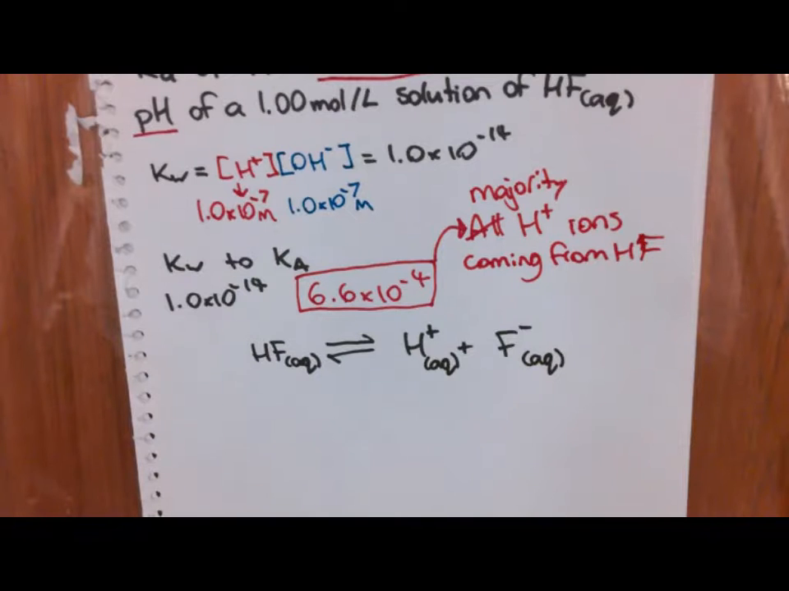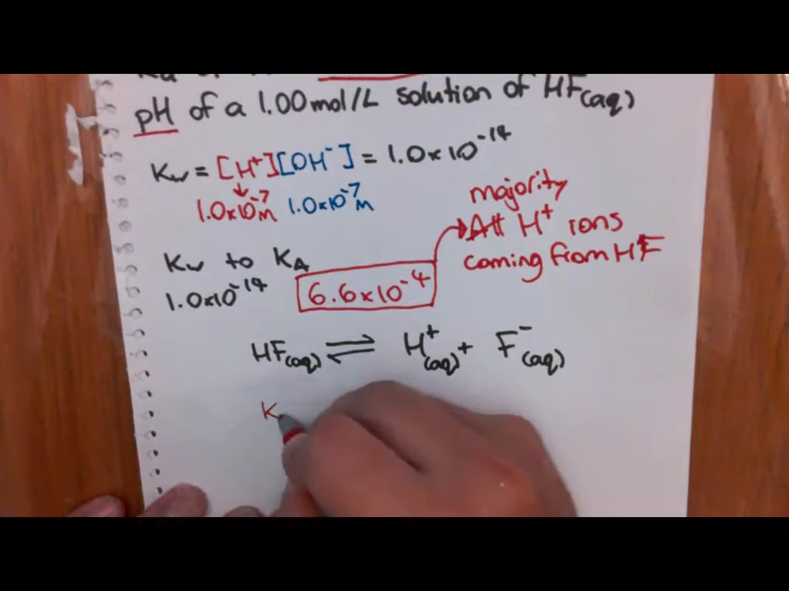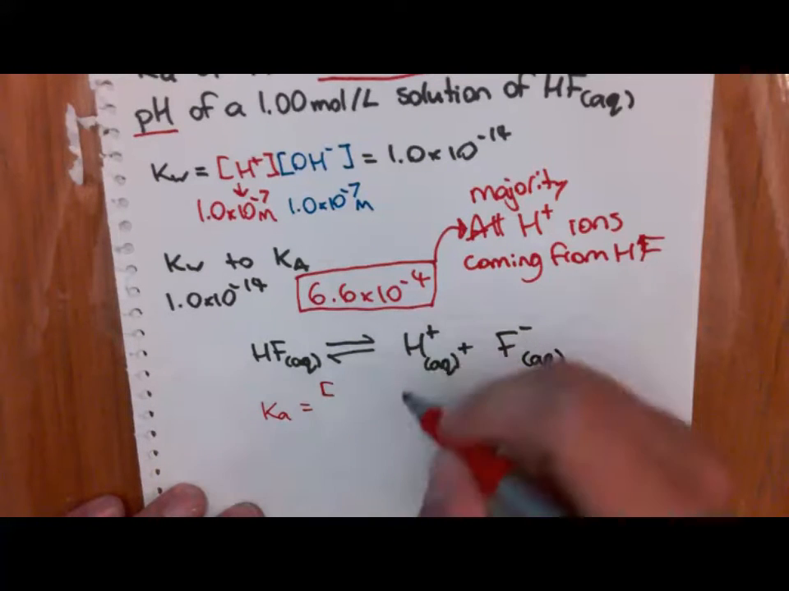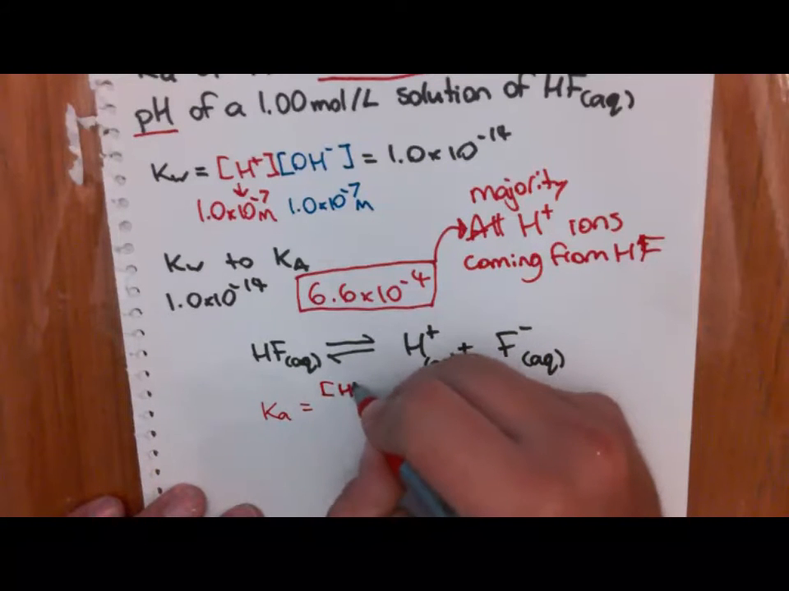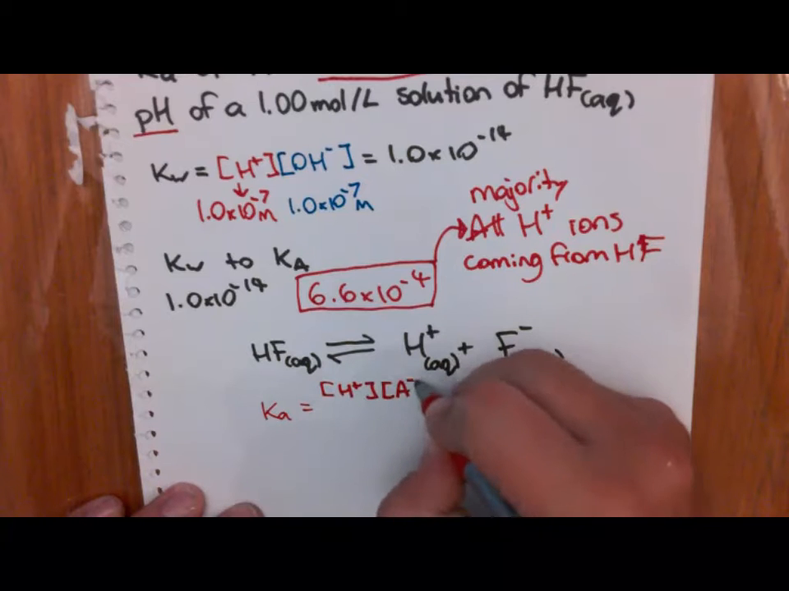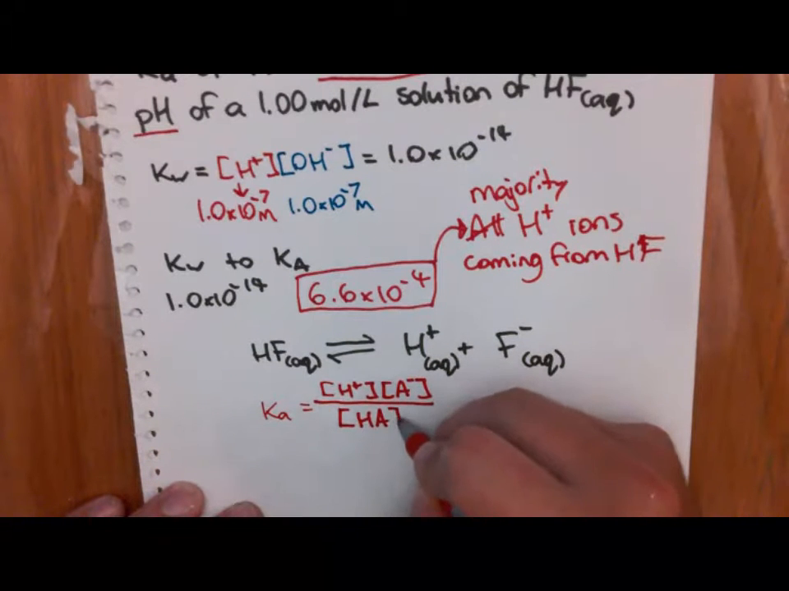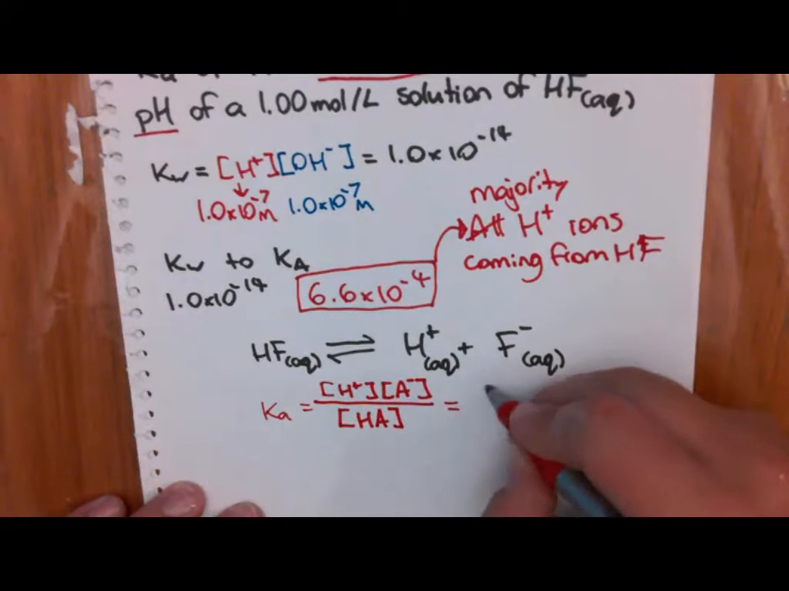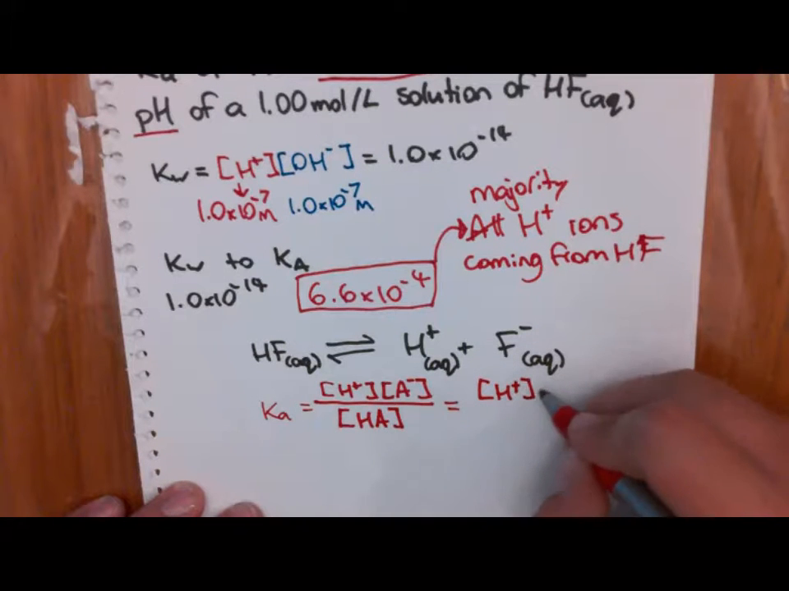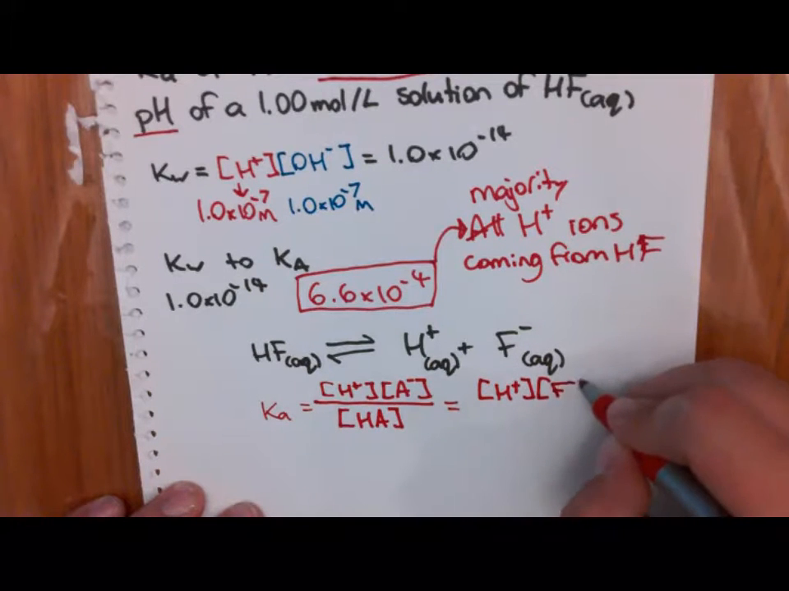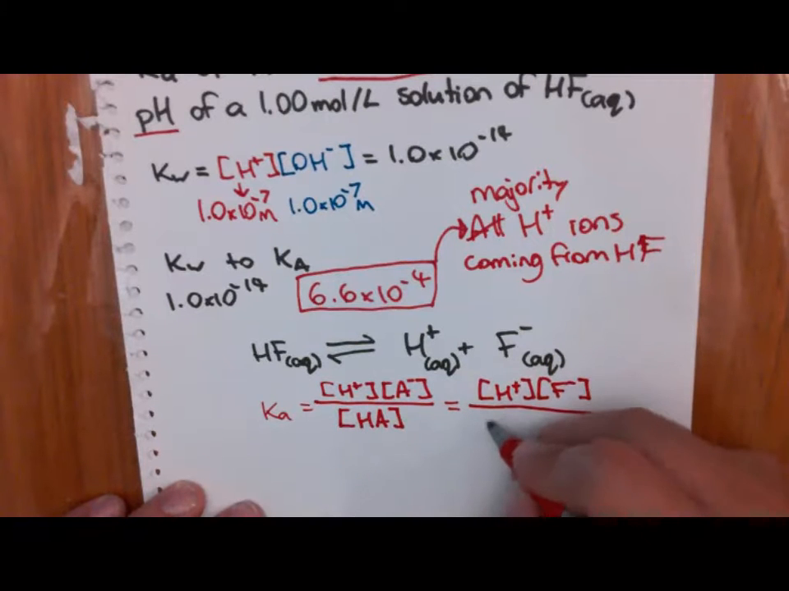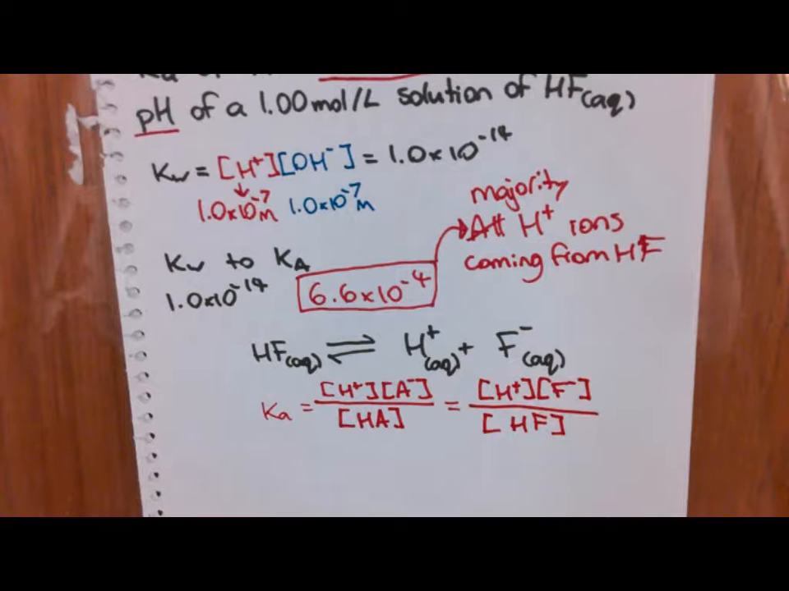Looking at this, we can immediately take this reaction and create our Ka equation. So we know that Ka is equal to, like we've seen many times before, H plus times A minus, all over the concentration of HA. In terms of this equation, it equals the concentration of H plus times the concentration of F minus, all divided by our concentration of HF, all of which are aqueous given the start of the reaction.